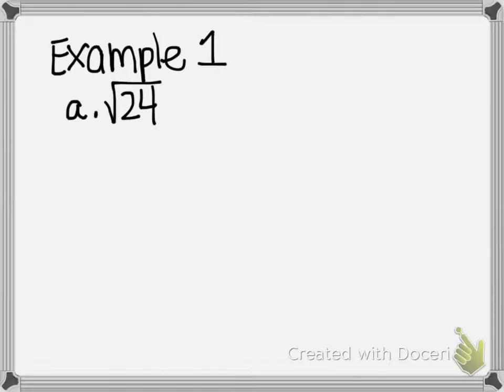So for the first example, when you're trying to simplify a square root, what you're looking for are numbers that have a perfect squared factor, like 4, 9, 16, because the square root of 4 equals just 2. The square root of 9 equals just 3. So those are the kind of factors we're looking for here.